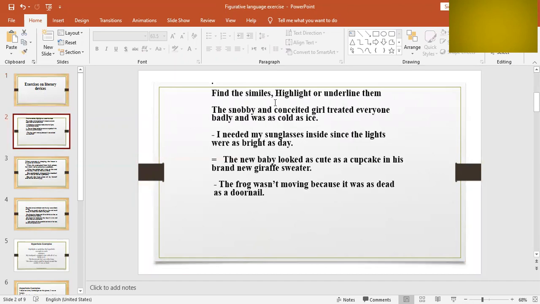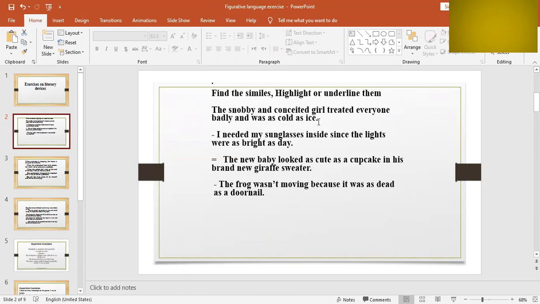Find the similes, highlight or underline them. Look here at the first one. The snobby, conceited girl treated everyone badly and was as cold as ice. You know, the snobby, conceited girl means the proud girl. She's not well-mannered, okay? She cheats others. Okay, this is what we mean by snobby and conceited.